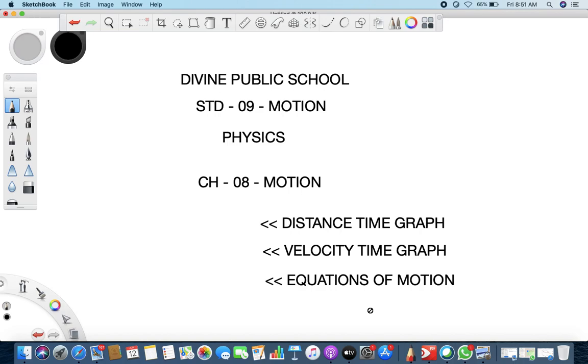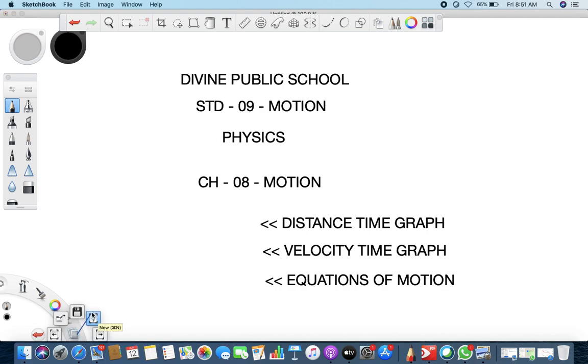We are learning chapter 8, motion. Yesterday we introduced the distance-time graph. Today we are going to see the distance-time graph again, and two more topics called the velocity-time graph and equations of motion. I'll introduce them, and then you will get to know the exact difference between the two graphs. They may look the same at one instance, but their interpretation is different. Let me show you.